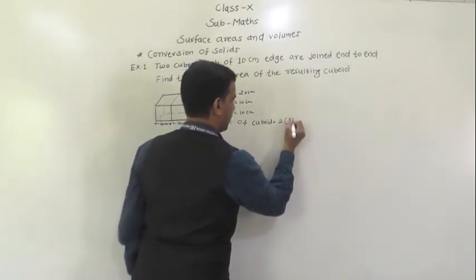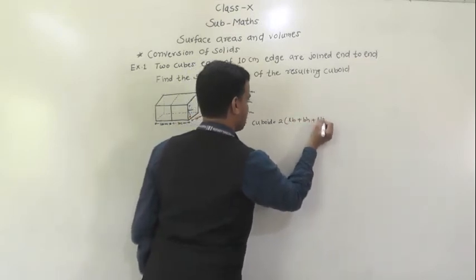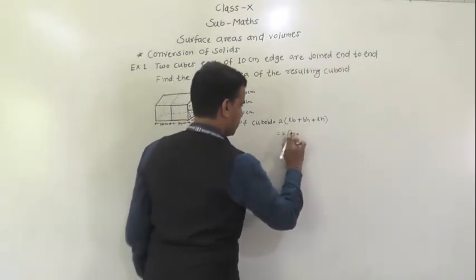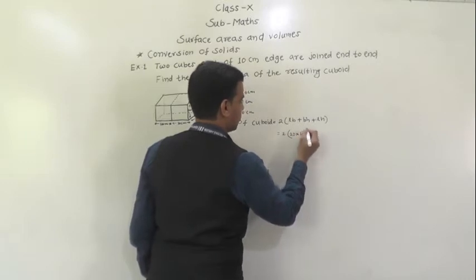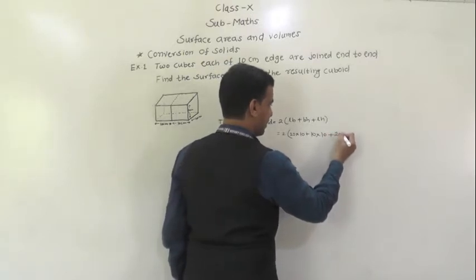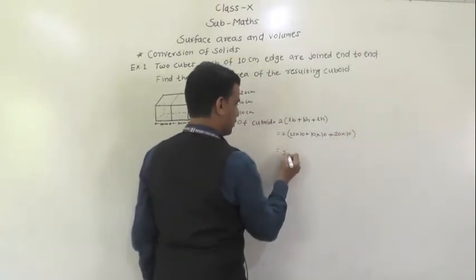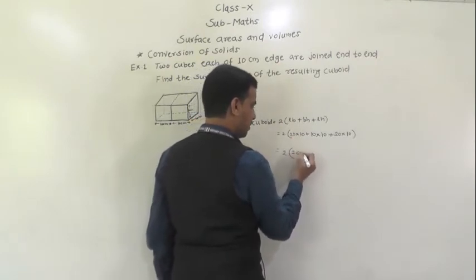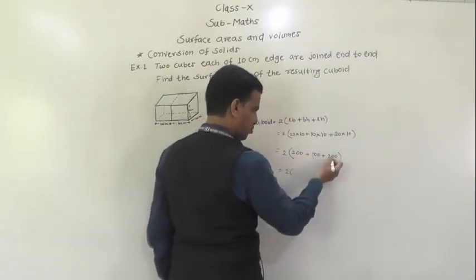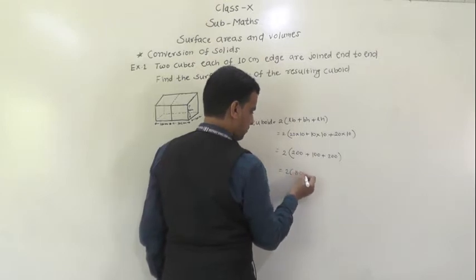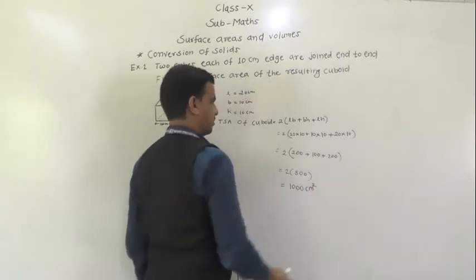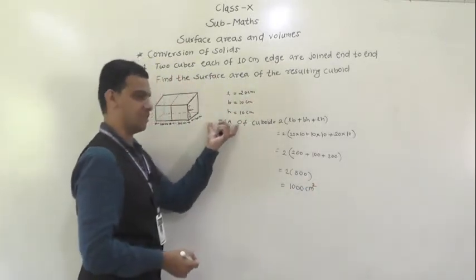So TSA of cuboid is equal to, we know the formula, 2 into (LB plus BH plus LH). So 2 into (20 into 10, that is 200, plus 10 into 10, that is 100, plus 20 into 10, that is 200). So 200 plus 200 is 400, plus 100 is 500. So 2 into 500 is 1000 centimeter square, that is the surface area of the resulting cuboid.